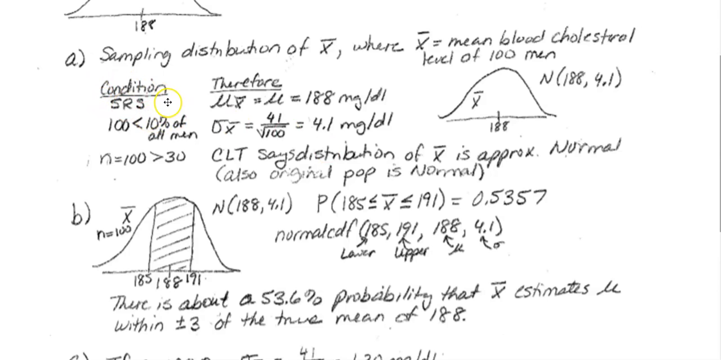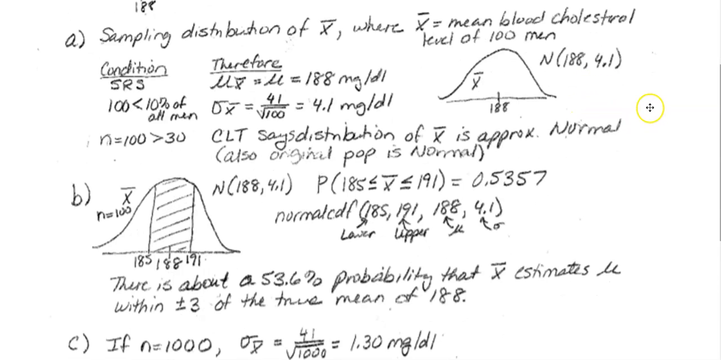If we have a simple random sample from the population, those sample means will have a mean equal to the population mean, which is 188. If the sample size is less than 10% of the entire population, then the standard deviation will have this formula. If the sample size is greater than 30, or if the original population is approximately normal, the central limit theorem says that the distribution of x bar is approximately normal. So these three characteristics describe the distribution of sample mean blood cholesterol levels for 100 men.